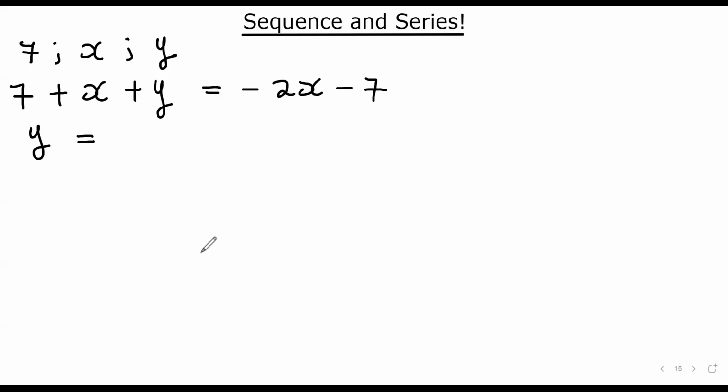Well, we take this x to the right, it becomes negative, so we get negative 3x. We take the 7 to the right, it becomes negative as well, so we get negative 14. And we can call this the first equation, really.